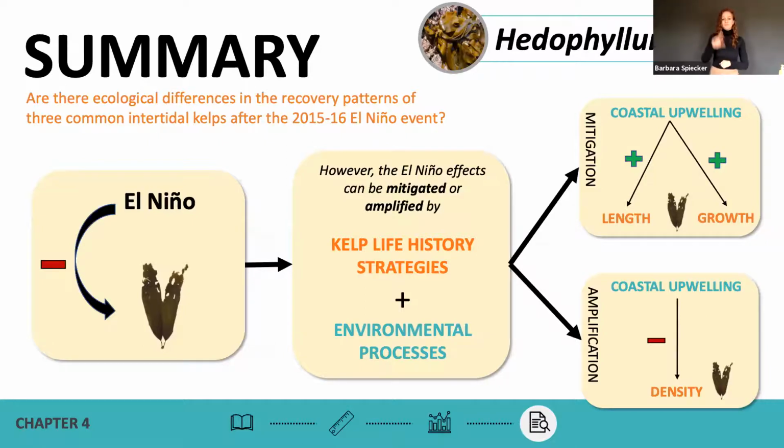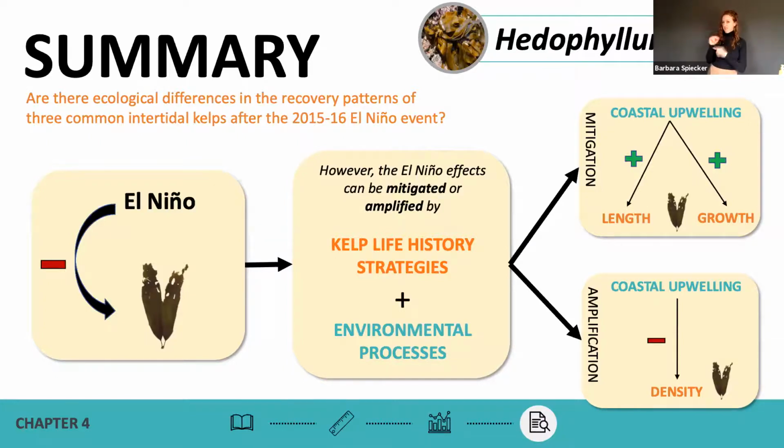So focusing in on Hedophyllum sessile, what I found was that El Nino had detrimental effects on Hedophyllum. However, those effects of El Nino could be mitigated or amplified depending on the environmental processes around them, as well as kelp life history strategies. In my study, coastal upwelling provided some regional relief for kelp populations with respect to their growth needs and mitigated the adverse effects of El Nino.